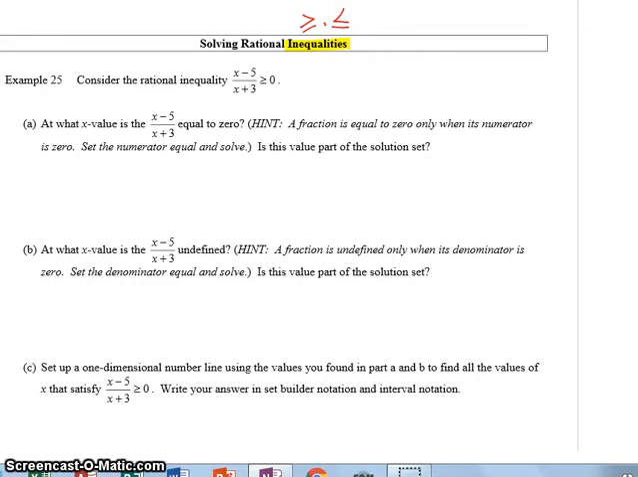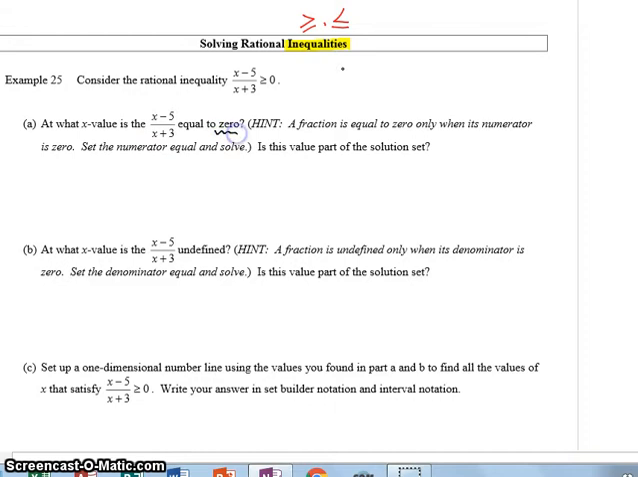I'm going to try and simplify it as best I can, but it's also a way you could do this is by sign analysis that we teach in pre-calc as well. So that might be something you want to look into. All right, example 25. Consider the rational inequality, and it's stated there. It says, at what values of x is the whole thing equal to 0?